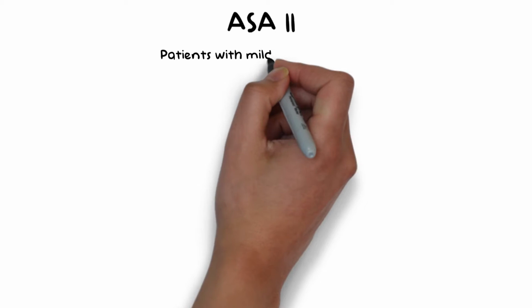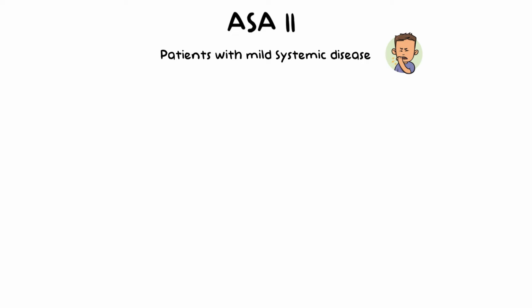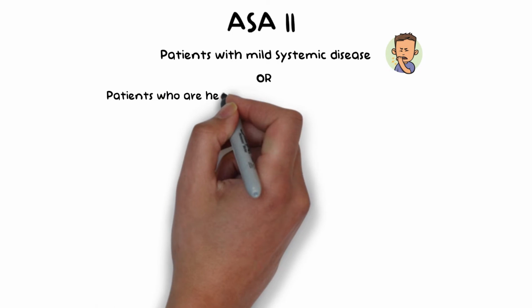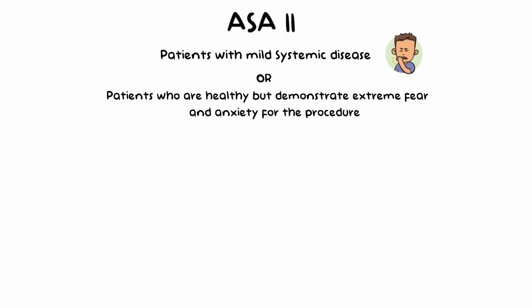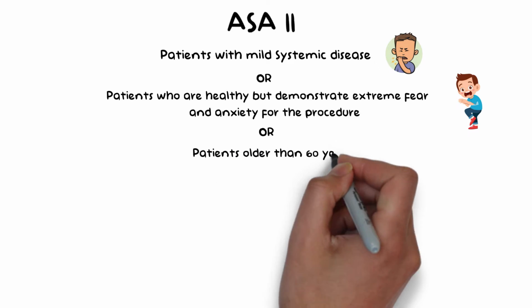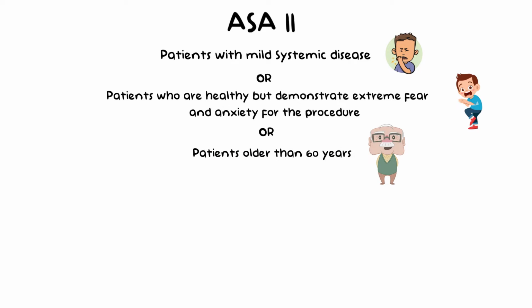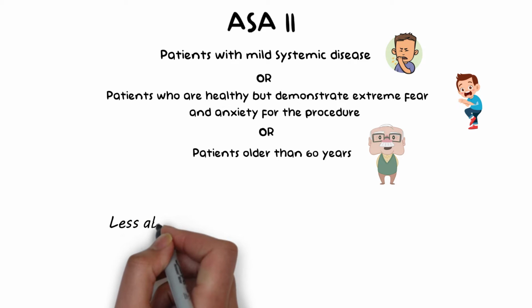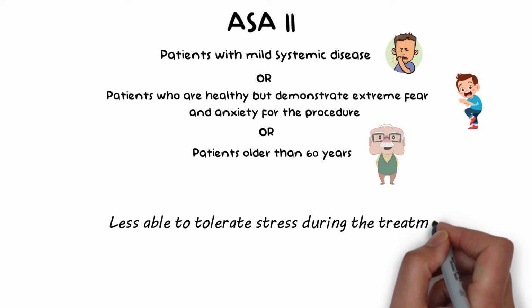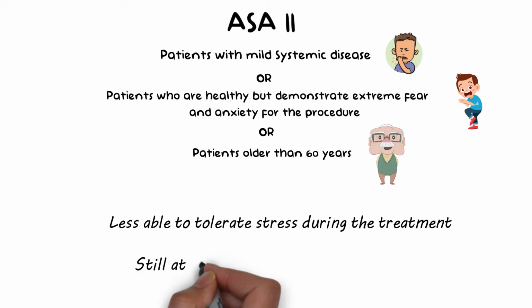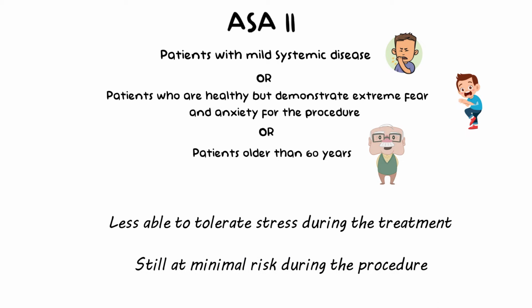ASA 2 patients have a mild systemic disease, or are patients who are healthy but demonstrate extreme fear and anxiety for the procedure and its related scenarios, or are patients who are older than 60 years. These are all types of patients that fall under the ASA 2 category. They are less able to tolerate stress as compared to ASA 1 but still are at minimal risk during dental treatment. However, treatment modifications by the dentist should be considered if possible.